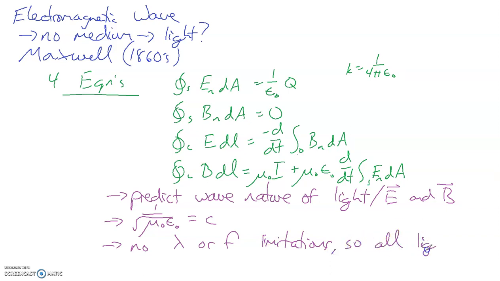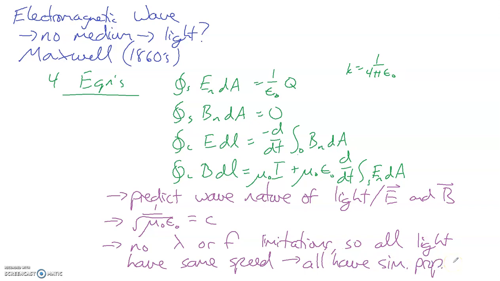So all forms of light have the same speed. There's no frequency or wavelength in this expression, it's just mu naught and epsilon naught, that's it. So no wavelength or frequency limitations, all light has the same speed, and they all have very similar properties as waves, so you can apply all the wave stuff to it. These are the big things that came out of Maxwell's equations: not just explaining how electric and magnetic fields work, but attaching this to light, predicting the speed of light, and showing that all light should have the same speed. That is absolutely amazing.